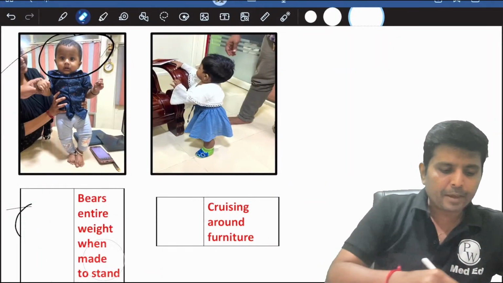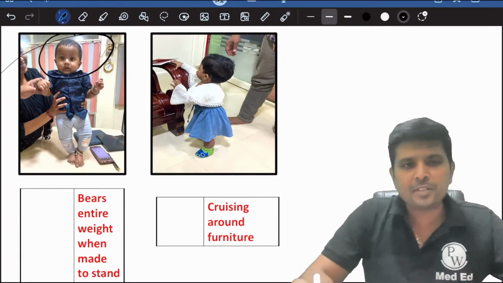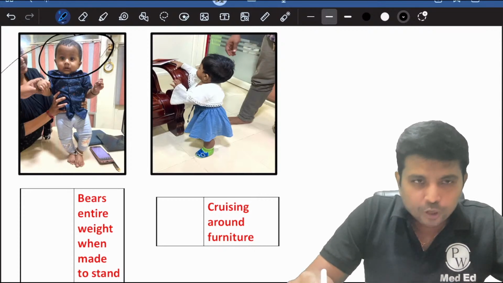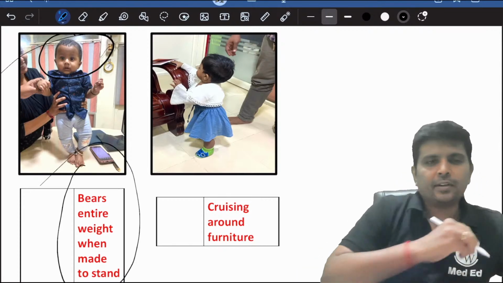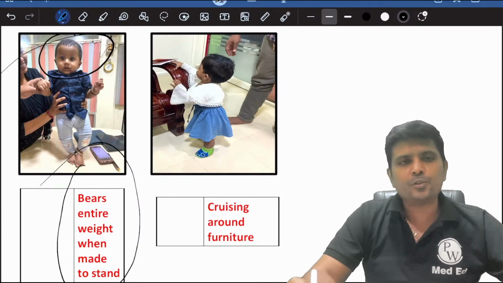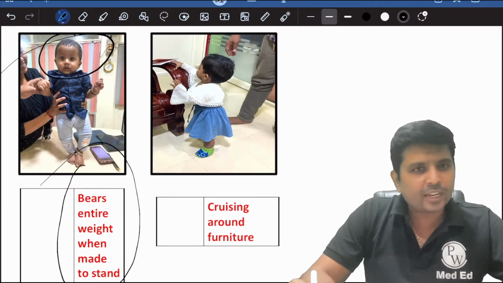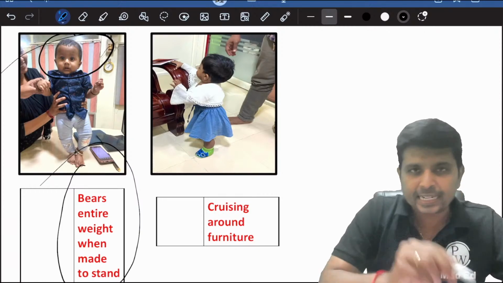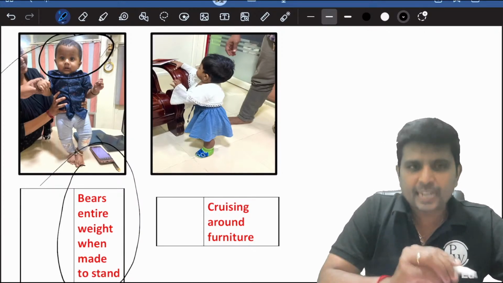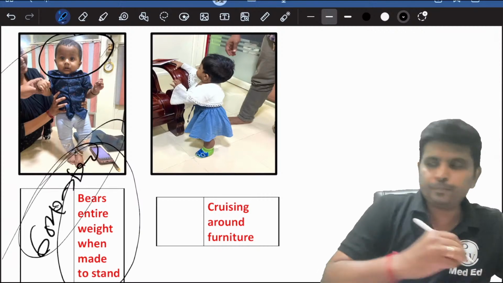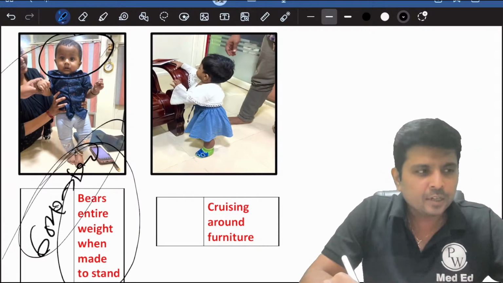Again, many of us may make some mistake with this. So what is this actually? The child is able to stand with support and bears the entire weight. Look at this. The child can bear entire weight when made to stand. Many say that it is 1 year. It is not so. When supported, the child can bear the entire body weight in standing position by about 6 months.